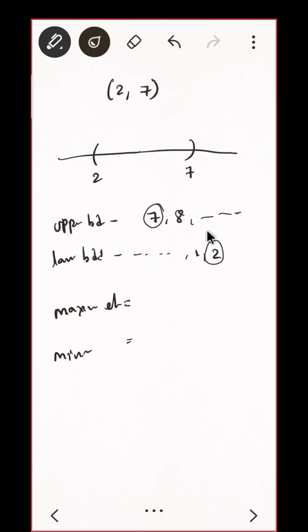In the set of upper bounds, is there anyone who is in the set, in this interval? No, no. So it does not exist. What about the minimal element? Minimal. Maximum. Is that clear to you?